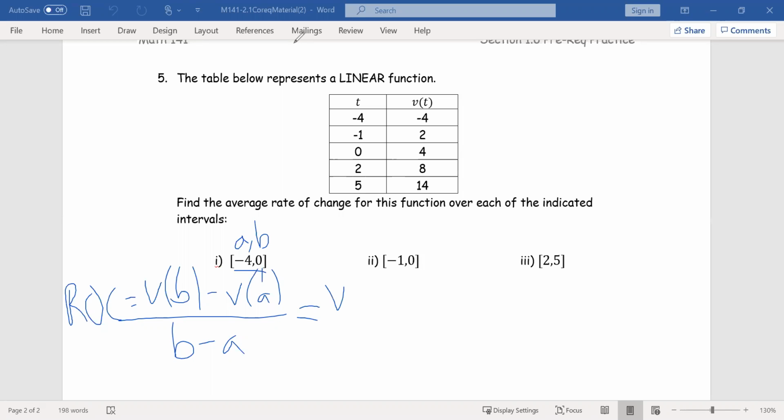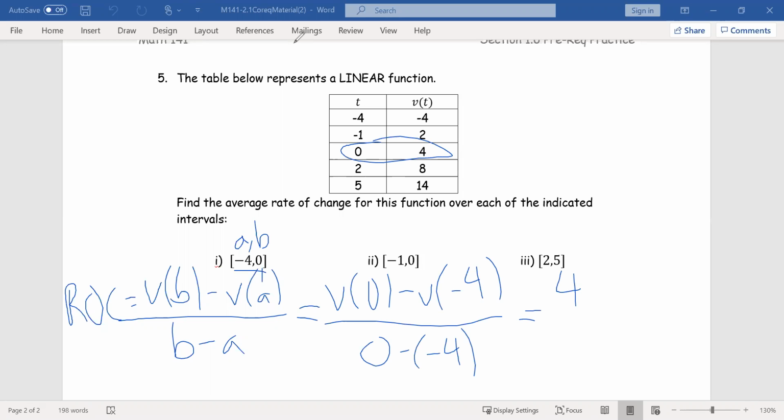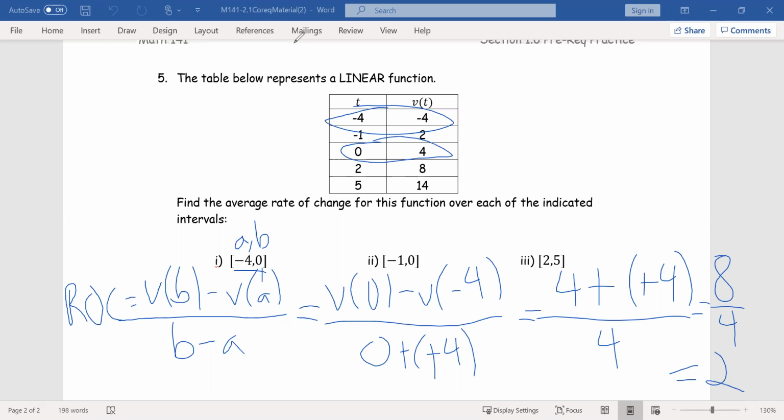So the value for b is 0, minus the value for a, -4, 0 minus -4. From our table, we see that v of 0 is 4, so the output there is 4, minus v of -4, which is -4, all divided by 0 minus -4, that'll make 0 plus 4, which is 4. 4 minus -4 gives us 4 plus 4, which is 8, over 4, which just becomes 2. So our average rate of change on the interval from -4 to 0 is 2.